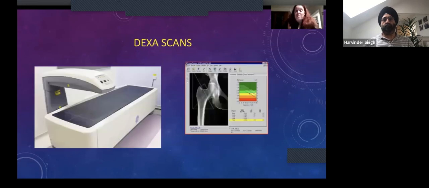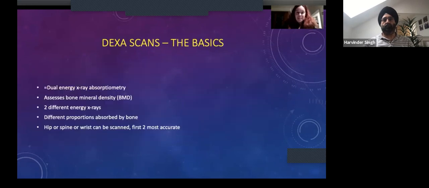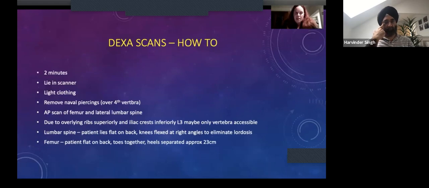The final form of imaging that I'll be discussing is DEXA scans, which are dual energy X-ray absorptiometry. These quantify bone mineral density and use 2 different energy X-rays. Different proportions of the X-rays are absorbed by the bone, and you can scan the hip, the spine, or the wrist, the first 2 being the most accurate.